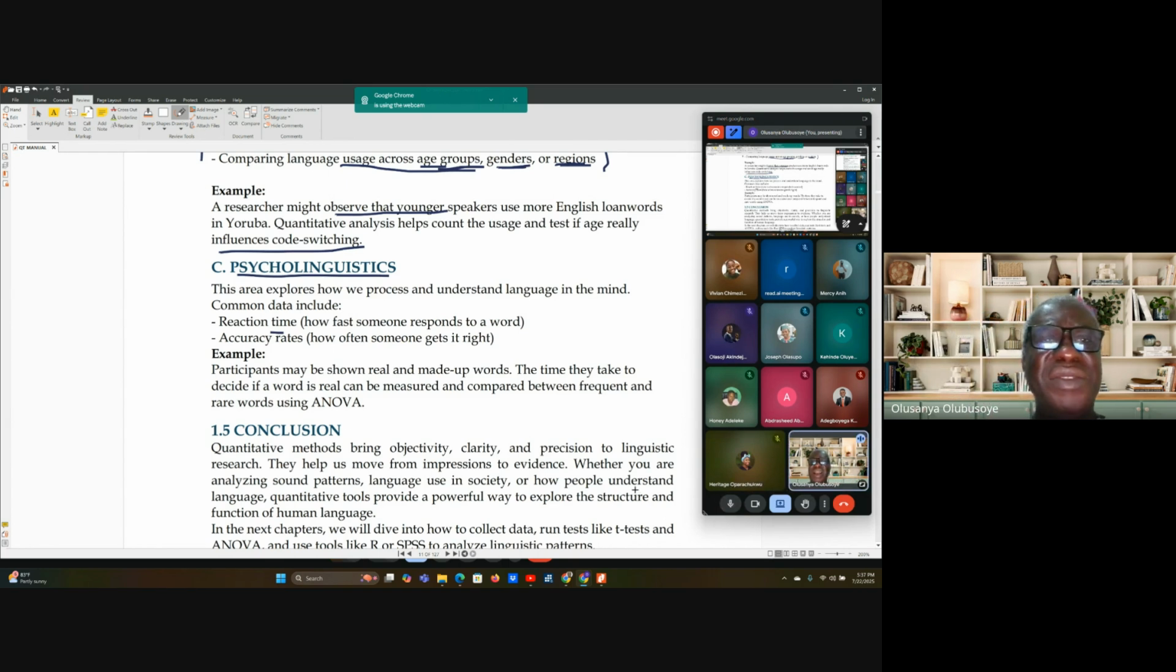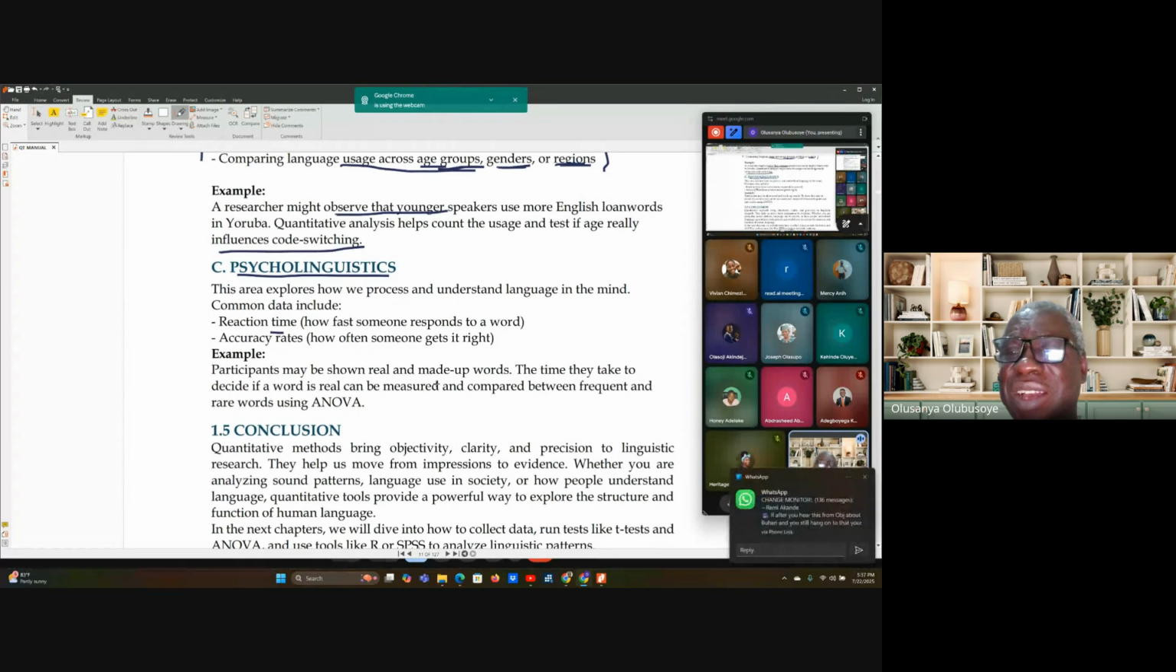Sorry. So reaction time, which could be to see how fast someone responds to a word. I've lived in many places and I always struggle to learn the language. I always struggle when I lived in Kaduna, Sokoto, even outside. I tried to learn Amharic language in Ethiopia. I don't know if I can still pick any word now.